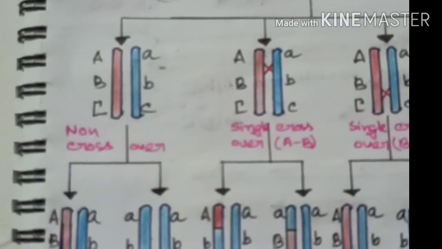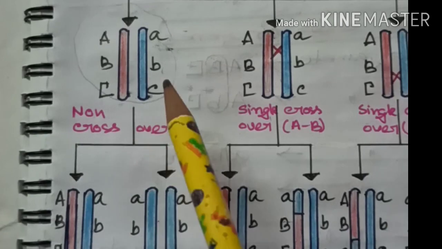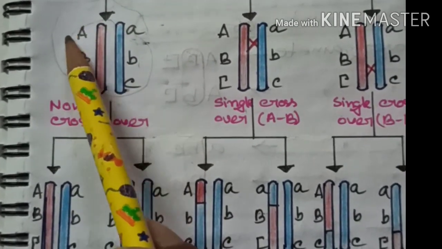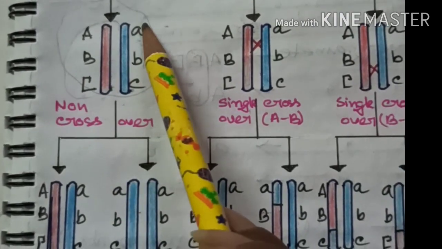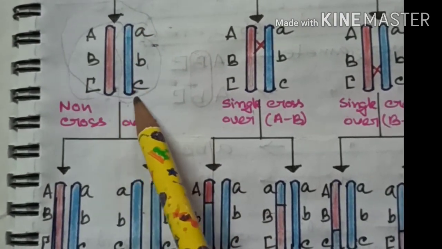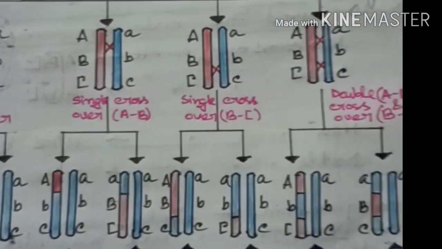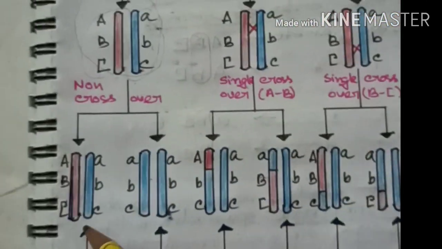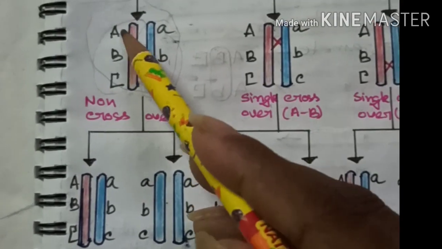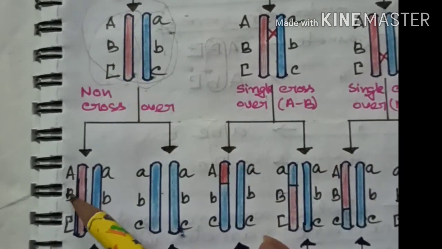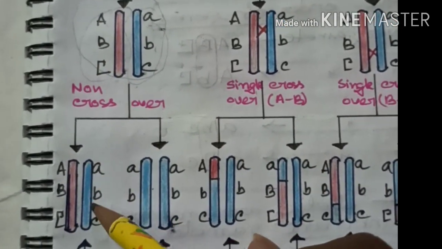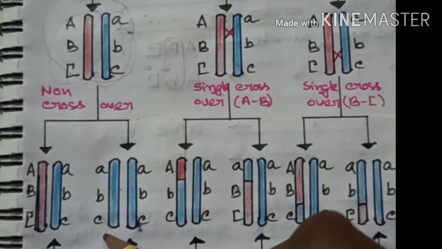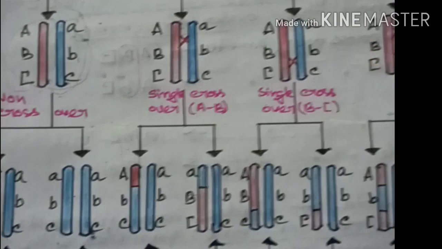First of all, gamete formation without crossing over: capital A, capital B, capital C, and another one is small a, small b, small c, crossed with small a, small b, small c. So we can get one that is capital A, capital B, capital C with small a, small b, small c, and another one that is small a, small b, small c with small a, small b, small c.